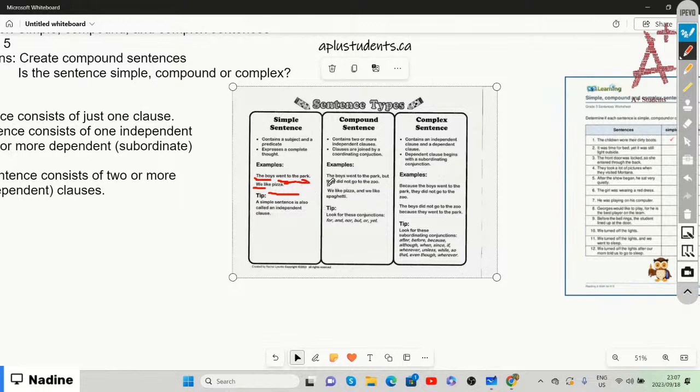The boys went to the park. That is already one independent clause. The boys went to the park, but they did not go to the zoo. So this is our two independent clauses, the boys went to the park and they did not go to the zoo, and they are joined by but. But is the coordinating conjunction that joins these two independent clauses. So this compound sentence is joined by but.